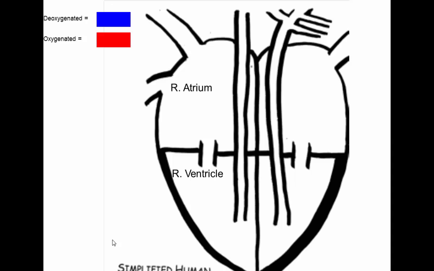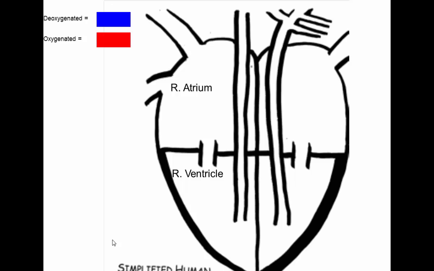So now let's name the chambers. This is the right atrium. Have you ever heard the term atrium? Like in a hotel or a big house, the main lobby or the main doorway is called the atrium. It means entryway. So that makes sense because the atria are the chambers of the heart which blood enters.